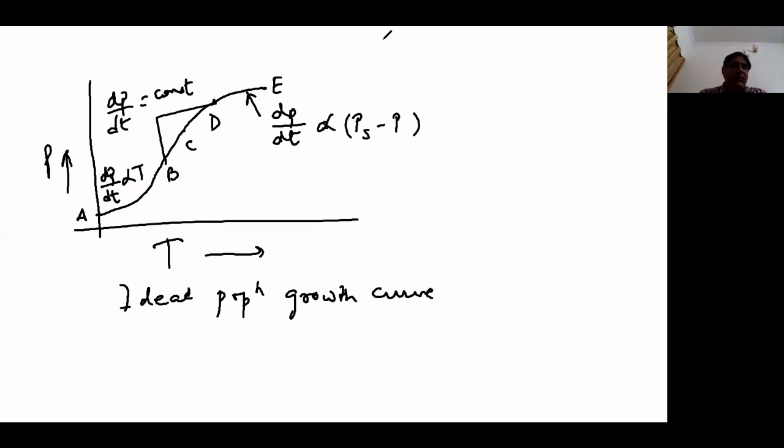Right, now, the segment AB shows a steep increase. It is at an increasing rate. dP by dt is proportional to population. Right? It is an increasing rate. That means it shows geometric or log growth.